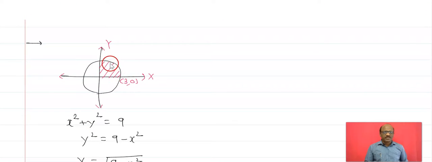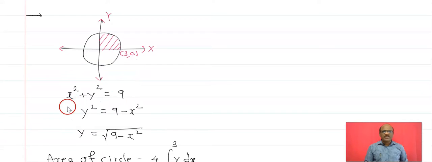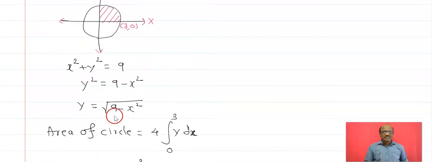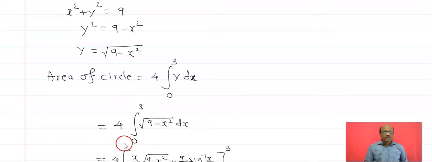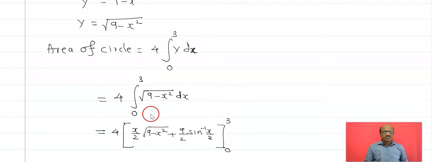We first find the area of the first quadrant and then multiply it by 4. Now see here, x square plus y square is equal to 9. Therefore y square is equal to 9 minus x square. That's why y is equal to under root of 9 minus x square. The area of the circle is equal to 4 times the integral from 0 to 3 of y dx. Now 4 times the integral from 0 to 3 of under root of 9 minus x square dx. Now what is the integral of under root of a square minus x square? That is x upon 2 under root of 9 minus x square plus 9 by 2 sine inverse of x upon 3, from 0 to 3.